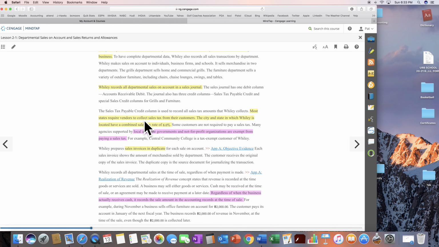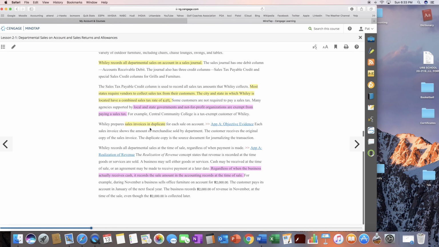Okay. Then we're going to talk about sales tax. We're going with the 6% sales tax. Local, state governments, nonprofit colleges, nonprofit organizations, they're all exempt. We have Central Community College as a tax exempt customer of Wiley. We're going to have sales invoices that are in duplicate.